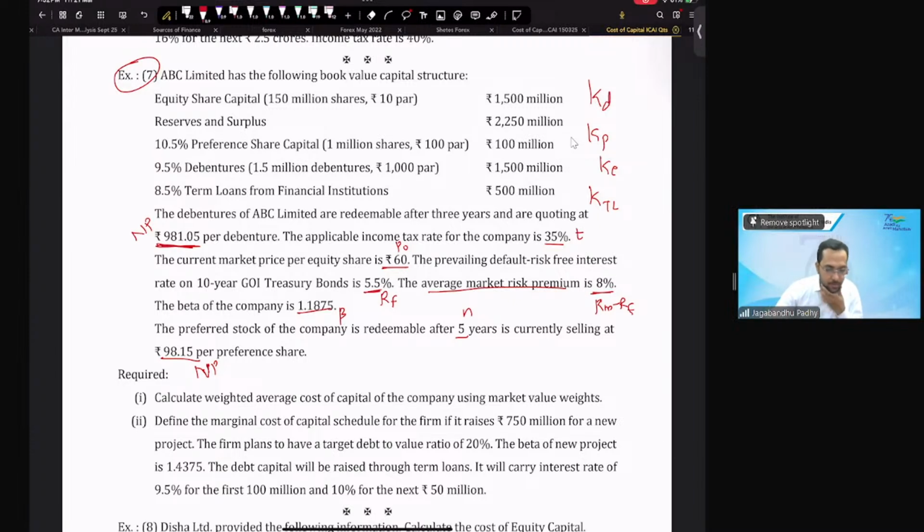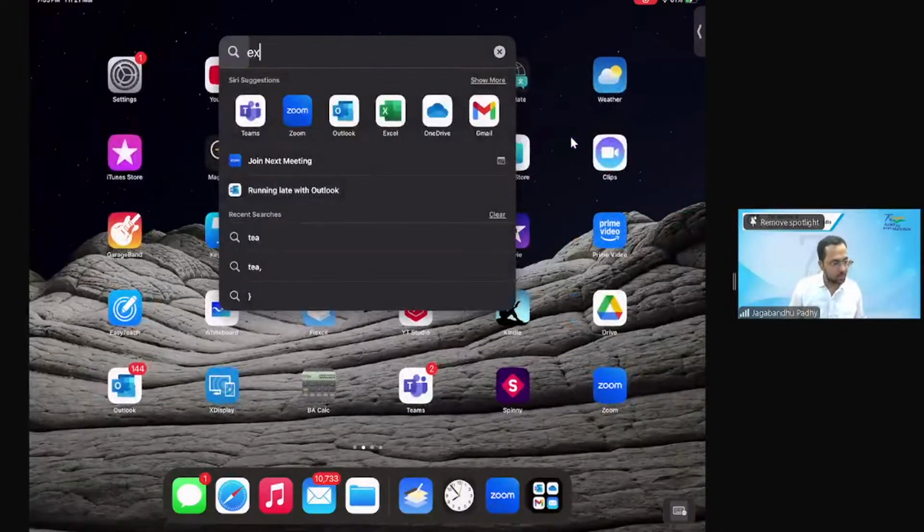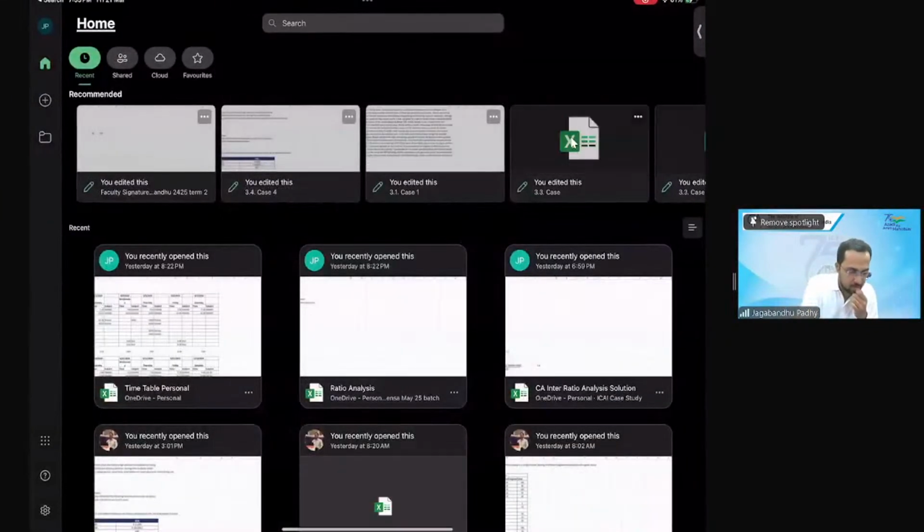Yes. What's the cost of debt, cost of preference share, and cost of equity, guys? At least cost of debt. Can you tell me what's the cost of debt? Cost of debentures I'm talking of. When I say debt, it is cost of debentures. Cost of debt is 6.87. Okay, let me just check. Solution file. It's 6.87.